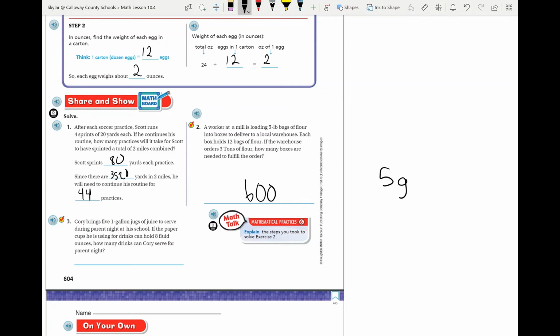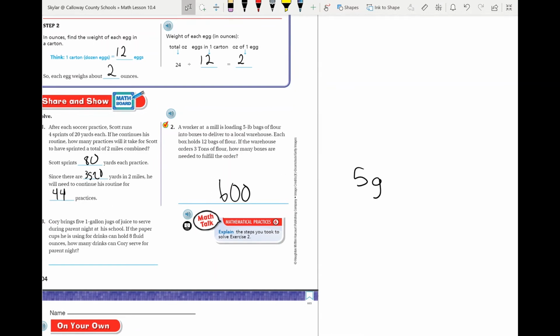But the cups he's using are in fluid ounces. So we need to make that 5 gallons go into fluid ounces. We'll change that gallons into quarts. So there's 4 quarts in a gallon. So that gives us 20 quarts. We have 20 quarts and we need to go to pints. There's 2 pints in a quart. So times 2 equals 40 pints.